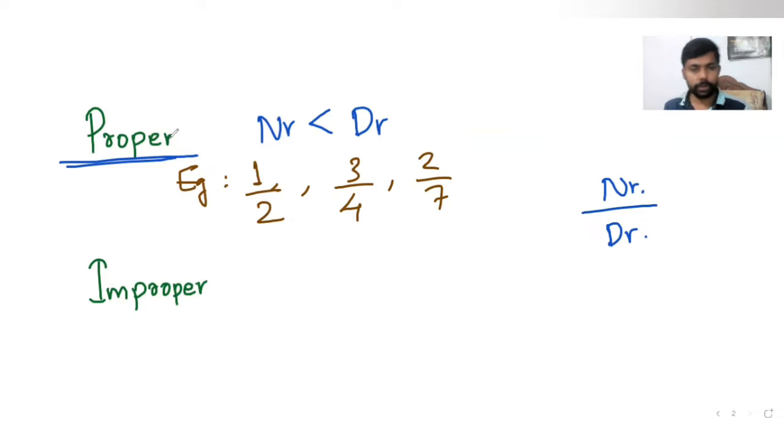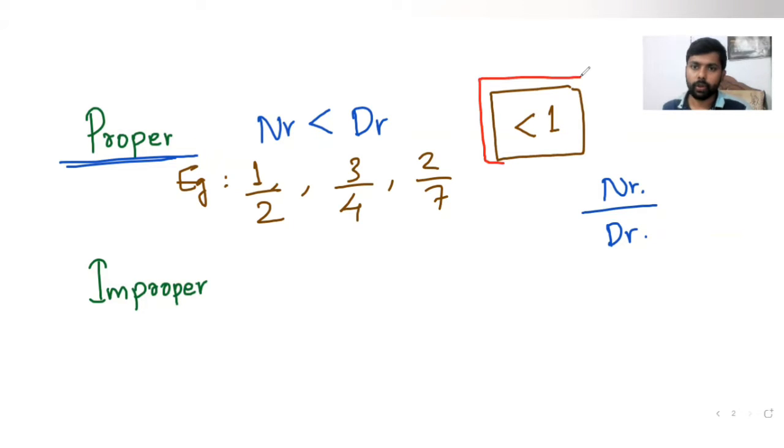One more thing we must remember is that the value of a proper fraction is always less than 1. So in all cases, you can imagine the value of this fraction. 1/2 means 1 out of 2 equal parts. 3/4 means 3 out of 4 equal parts. 4 equal parts are there, 3 parts are considered. And here also 2/7. These all have value less than 1.